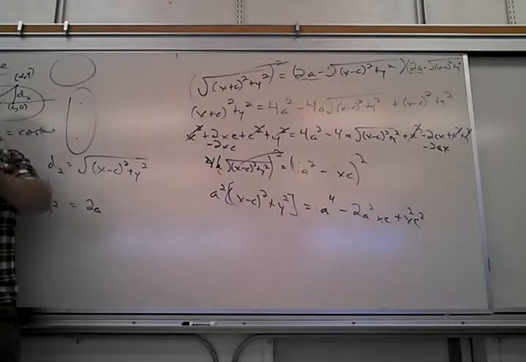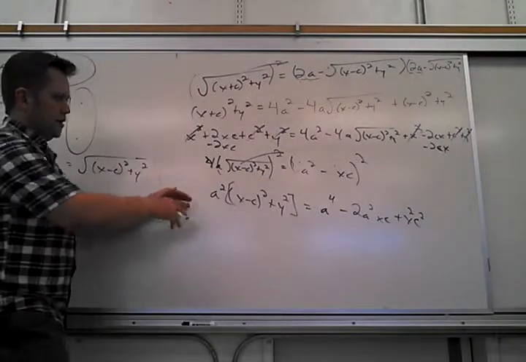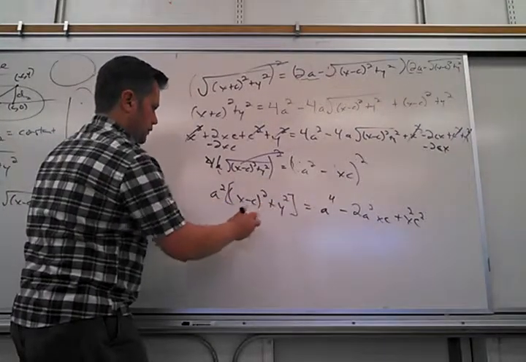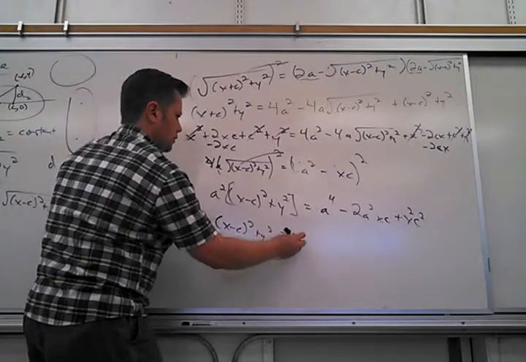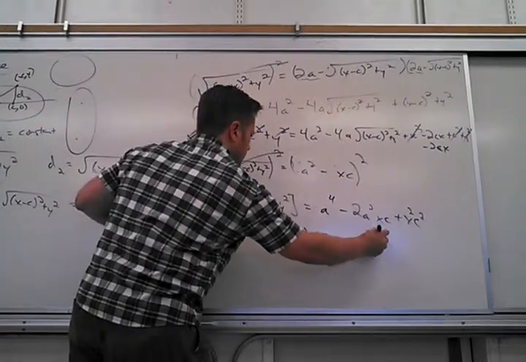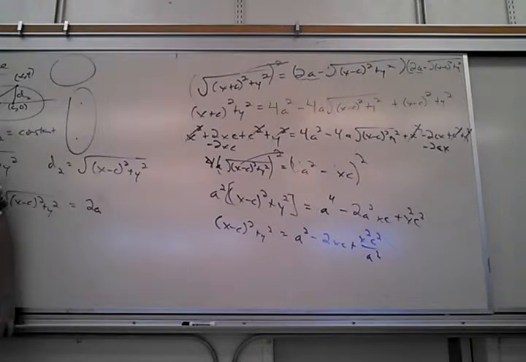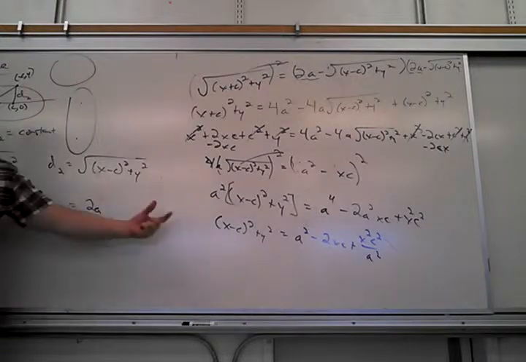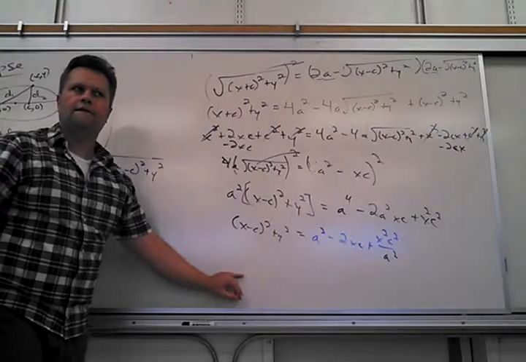But now at least I don't have any square roots left, right? The very first thing I could do, we might as well go ahead and kill the a squared. So let's see what we get. We get x minus c squared plus y squared equals a squared minus 2xc plus... Just dividing everything by a squared. Now if I FOIL that bad boy out, does anybody see something nice happen from that?